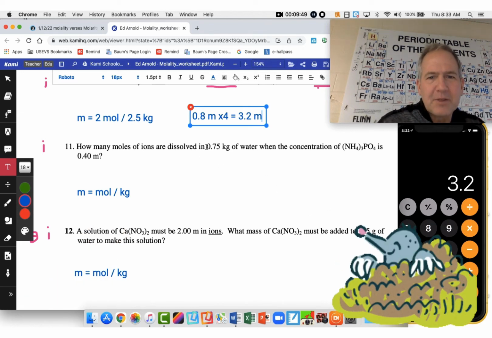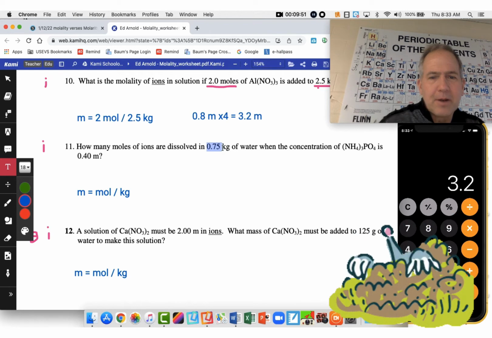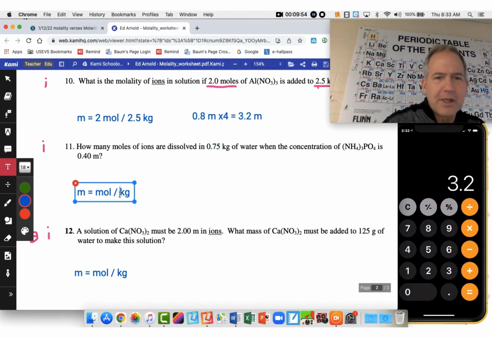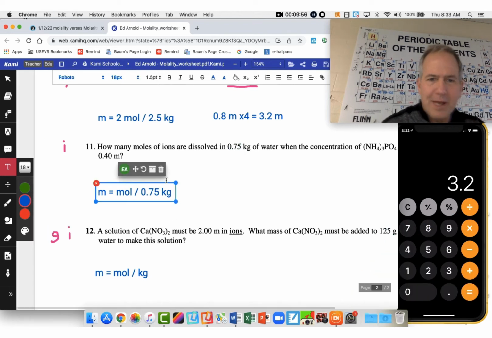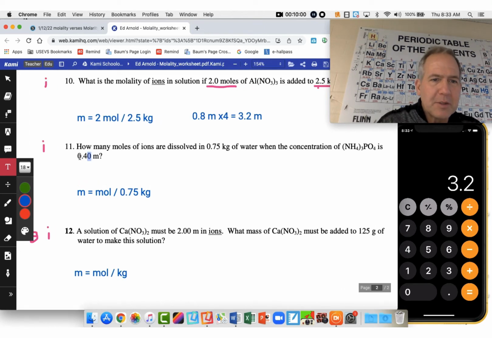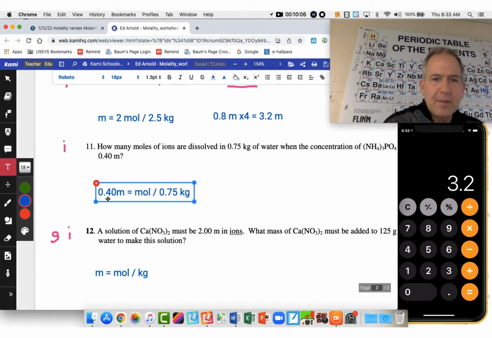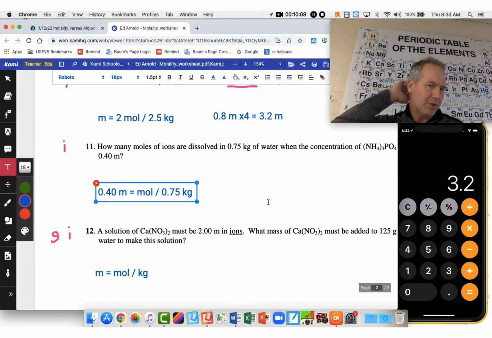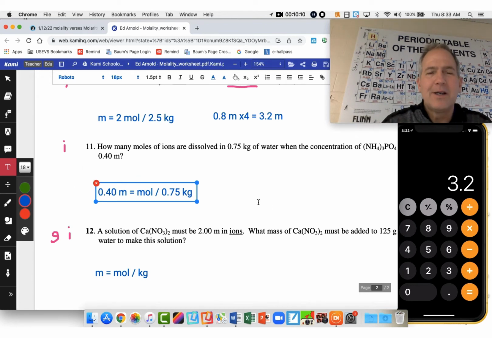So we have this much water, so copy that water. At least we're doing it in kilograms and not milliliters right now. And then we have our molality, which is the 0.4, and put that in the right spot. Make sure you get them in the right spot. Make sure you understand how to do this simple algebra. If you're not sure, send me a text through Remind and I'll go through it with you.